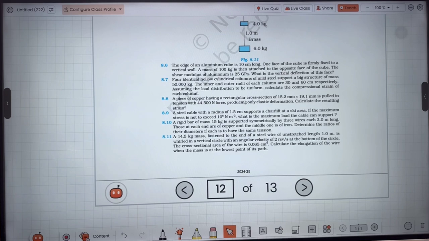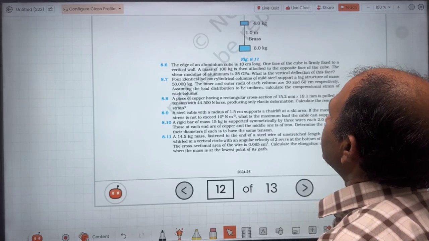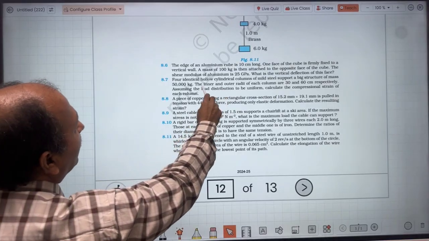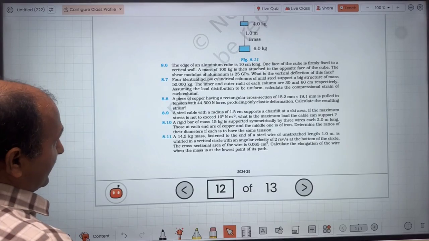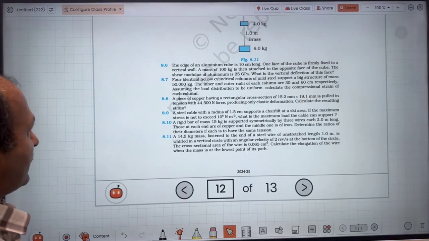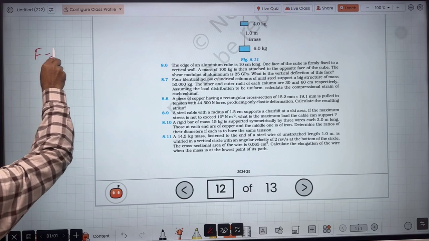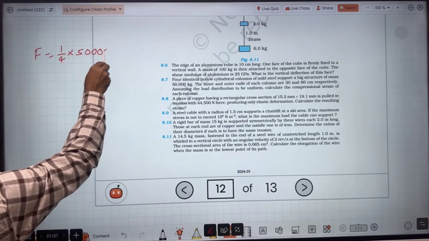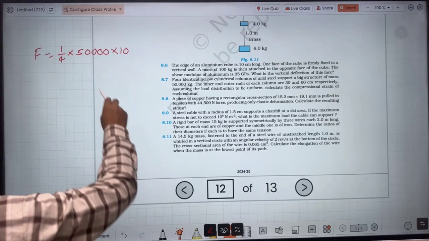Okay, next question is, 4 identical hollow cylindrical columns of mild steel support a big structure of mass 50,000 kg. So if there are 4 structures, they are supporting 50,000 kg. So for one structure, calculation can be done, and from there we can calculate compressional strain. So force, you can say 1 by 4 of 50,000 multiplied by, say, 10. The value of g, I'm taking 10.